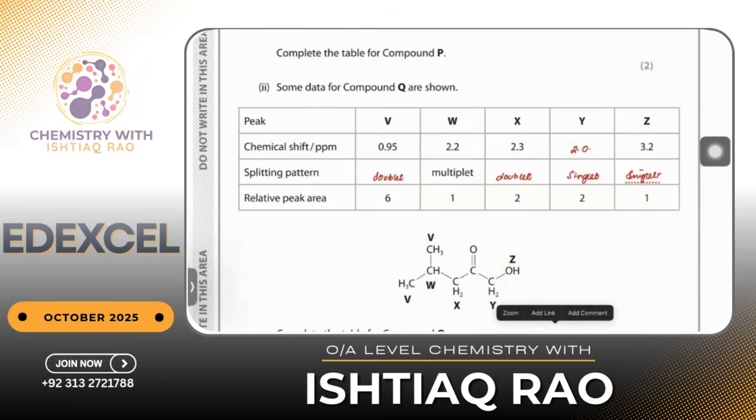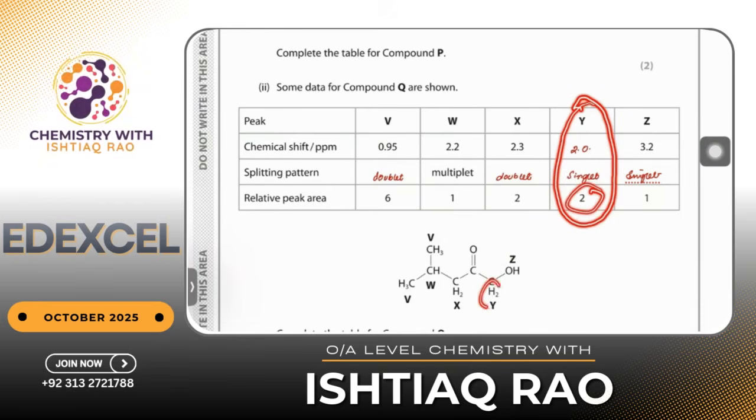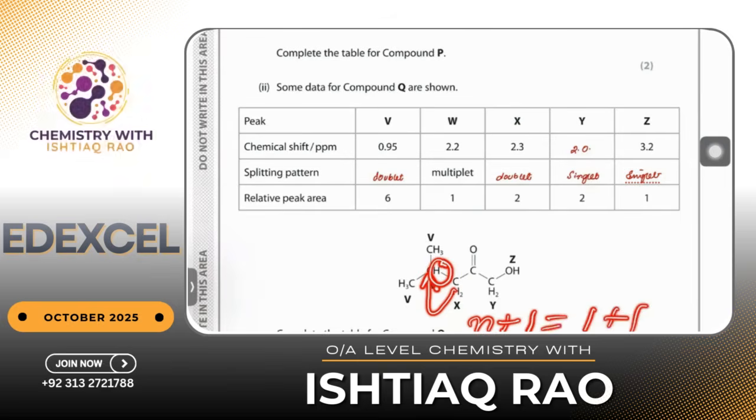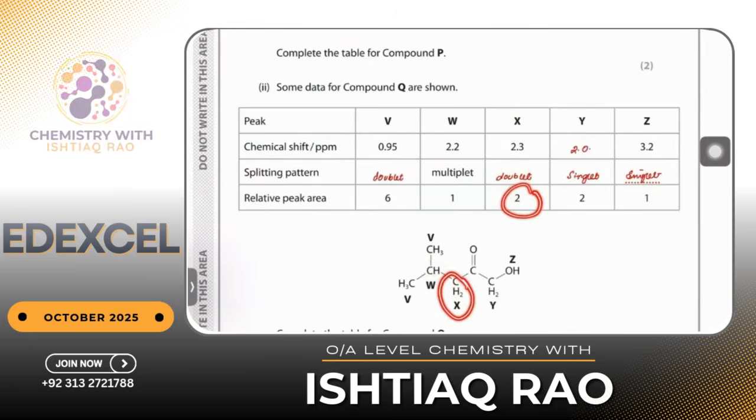For Y, I also would be getting the singlet. So the relative peak area is 2 because I have two hydrogen atoms. For this CH2, this is going to be X. You can see on the neighbor carbon, it has only one hydrogen atom. So I would be applying the n plus 1 rule: 1 plus 1, it would be a doublet. And there are two hydrogen atoms in this one, so that's why it is 2.